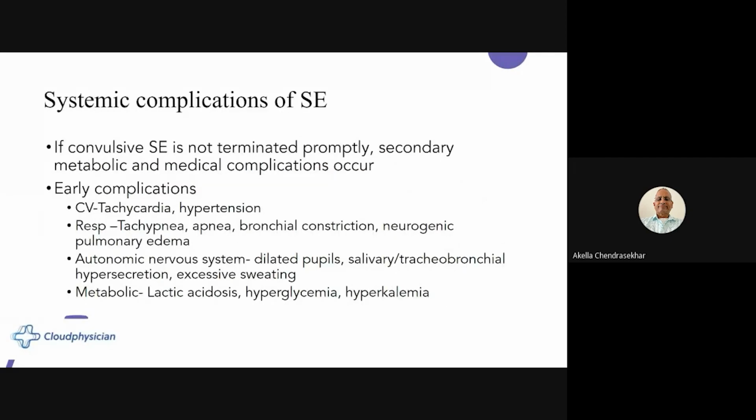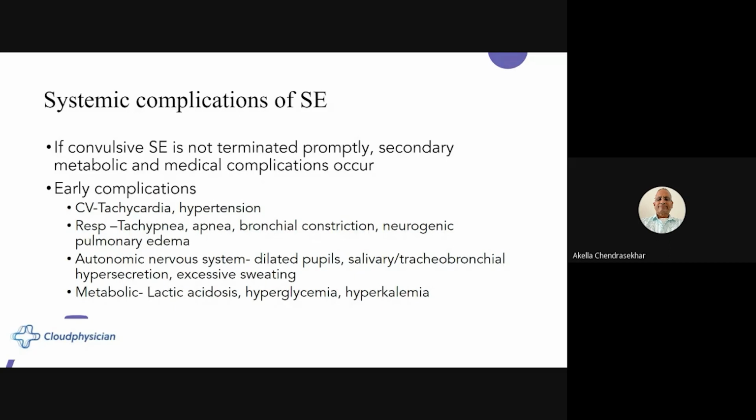Okay. What are other systemic complications? Remember, seizure activity is not just about the seizure. You can have secondary metabolic and medical complications. You can have tachycardia, hypertension, and the result of that can be arrhythmias. You can have all kinds of issues coming up. This is why we are so careful in our head injured patients. We're so careful about watching for seizure activity.